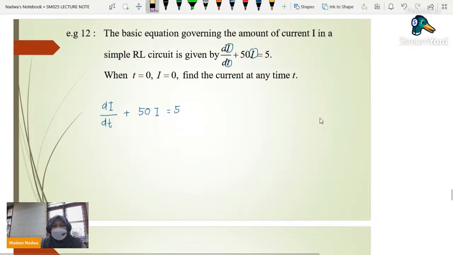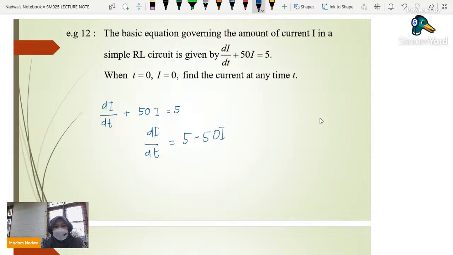Tapi bila kita masuk application problem, it can involve many other variables such as this one, I for current and T for time. Alright, so the first thing that we need to do whenever we have a differential equation, what we have to do first? We have to try to separate the variable. Okay, when we try to separate the variable for this differential equation, we simply cannot separate them, or we can.